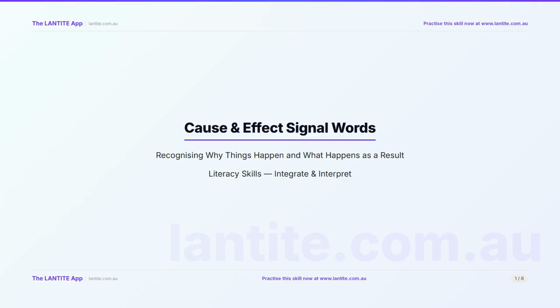Welcome to this lesson on cause and effect signal words. Understanding causal relationships is one of the most important reading skills. When you read a passage, you need to understand not just what happened, but why it happened, and what happened as a result. Signal words are your guide. They tell you exactly when a writer is showing a cause and effect relationship. Let us learn to spot them.